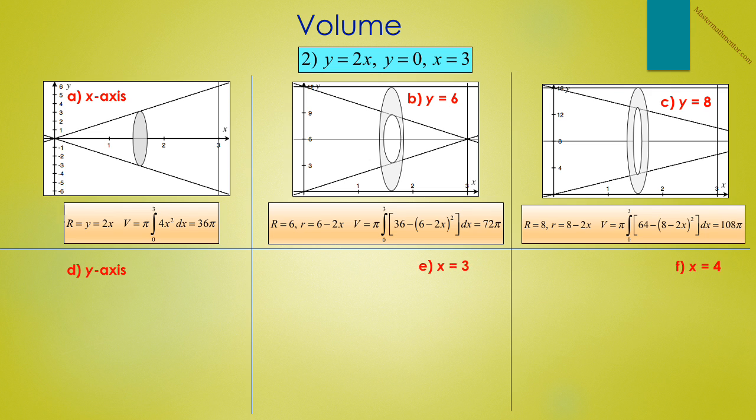We now rotate our region around 3 vertical lines, making them dy problems, as our discs or washers will be stacked vertically.